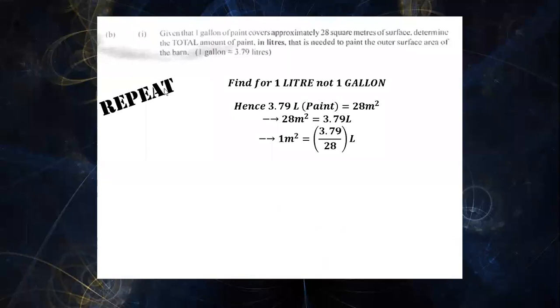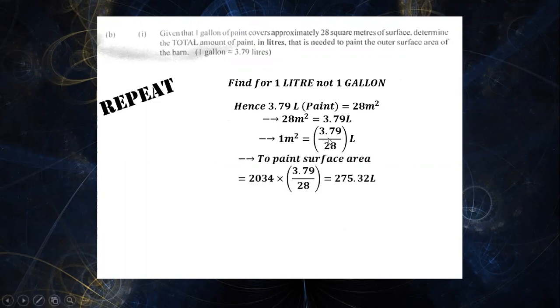Hey guys. All right, so that makes sense pretty much. So for 1 meter squared, we will need this amount of liters of paint. Now, to paint this surface area, it's going to be 2034 multiplied by 3.79 over 28, because this is the total surface area of the barn, excluding, of course, the floor. So 2034 multiplied by 3.79 over 28 will give me 275.32 liters.